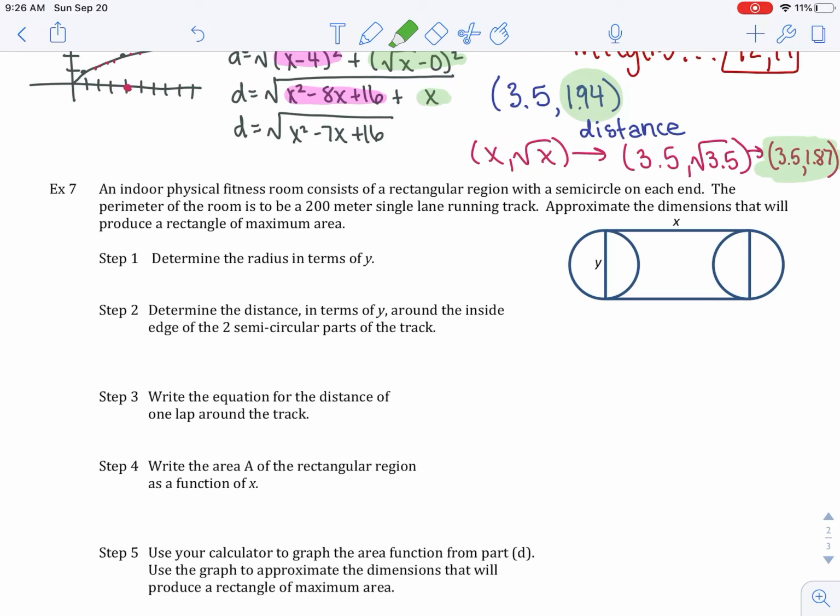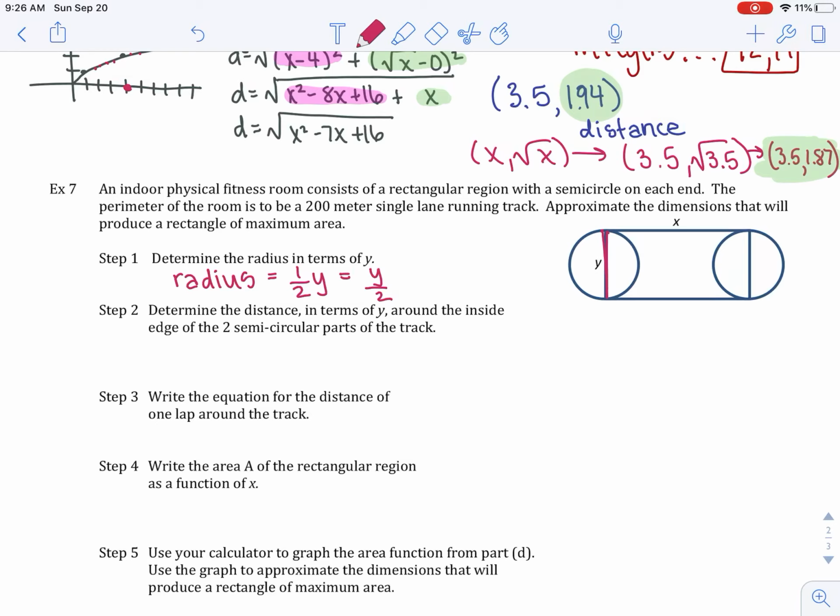So step 1, I actually kind of took this apart so you guys see your different steps, is determine the radius in terms of y. Okay, so I'm going to go to my radius. It is already represented in y, so that's pretty sweet. So we know that the diameter is the entire thing, right? All the way across is diameter, that's y, so that means our radius is half of our diameter, so half of y, or y over 2, right? Those are equivalent.